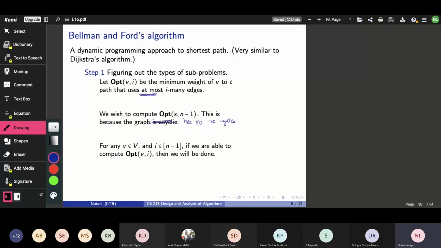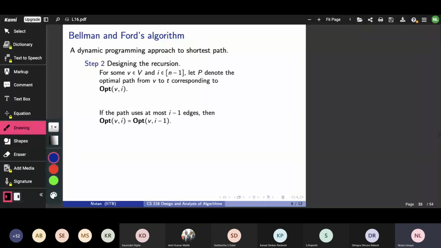kick in. But it could use strictly fewer than i edges also, in which case in the recursion, we won't be able to make progress in terms of the vertices, but we'll only be able to make progress in terms of the length. Okay. So this is often something that people forget, like one corner case. So just keep track of it. Okay.